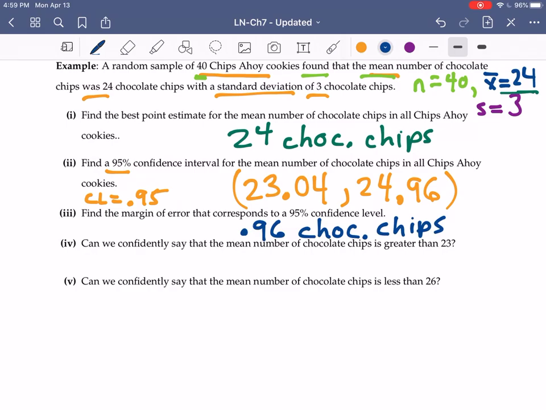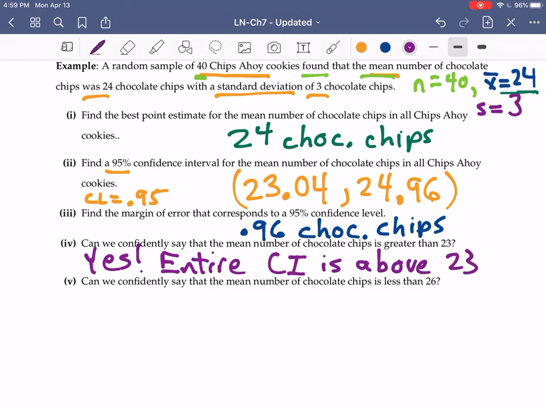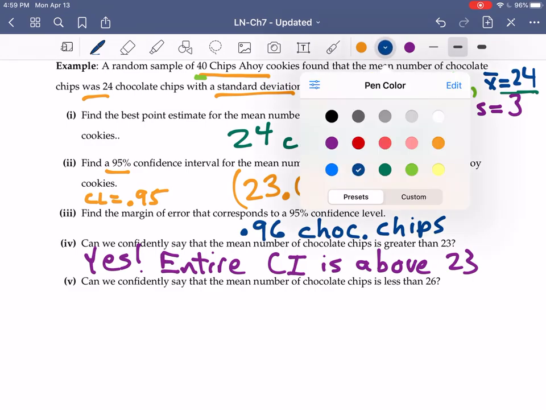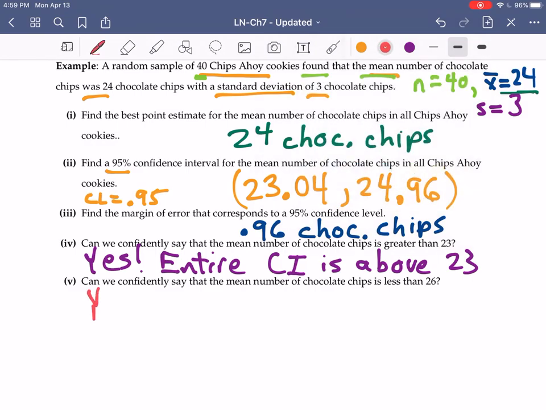Can we confidently say that the mean number of chocolate chips is greater than 23? Yes. Why? The entire confidence interval is above 23. Can we confidently say that it is less than 26? Yes. Why? The entire confidence interval is below 26.